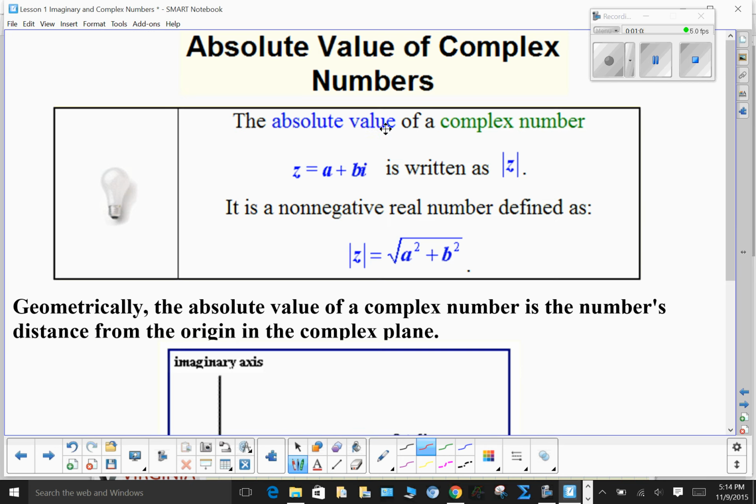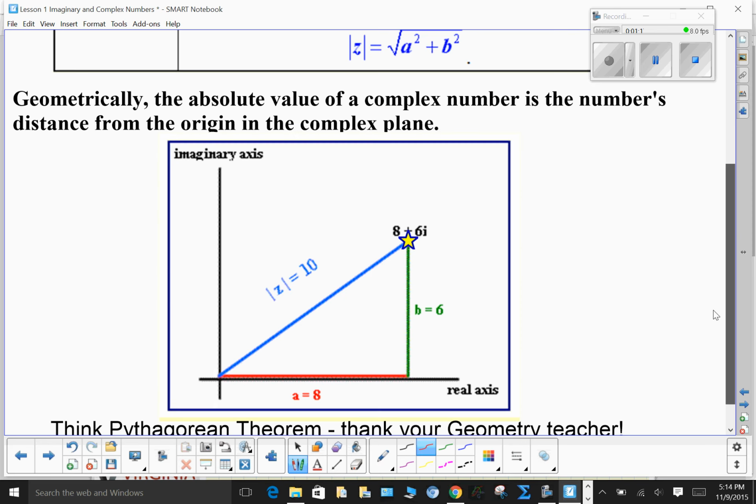Now, the absolute value of a complex number, like any number, is the distance from 0. So when you're looking for the absolute value of a plus bi, think of a triangle. This is 8 units on the real axis and 6 units on the imaginary. We don't use the i. The absolute value is the distance this point is from 0, and that's a real distance. It's a right triangle, so again, we're using Pythagorean theorem.